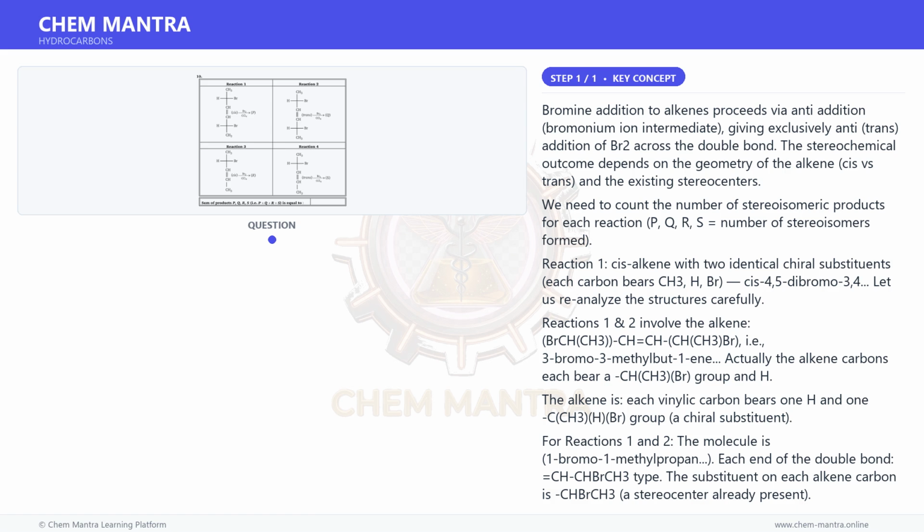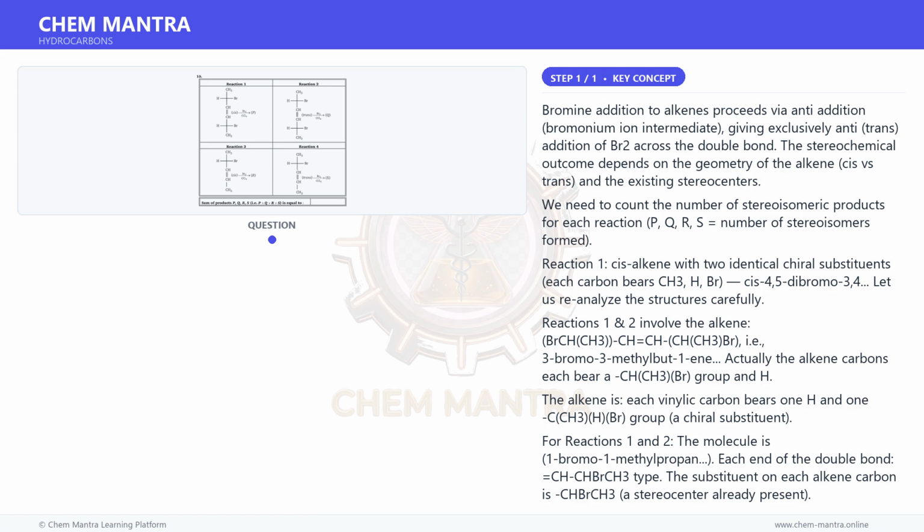Reaction 2, trans alkene plus Br2, anti-addition. The trans alkene has the CHBr-CH3 groups on opposite sides. Anti-addition: one face gives one set of stereocenters, the other face gives another. For the trans alkene, the two products from opposite faces are identical, a meso compound, due to the symmetry. So Q is equal to 1, a single meso compound. Wait, let me reconsider using the standard approach for dibromo addition.